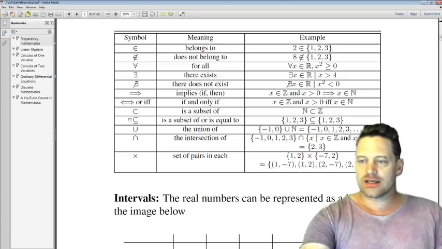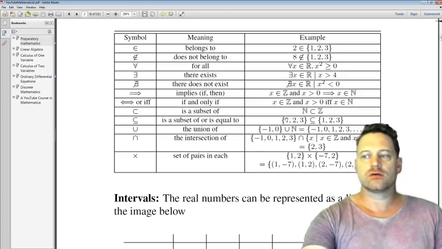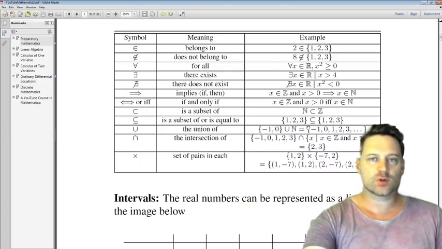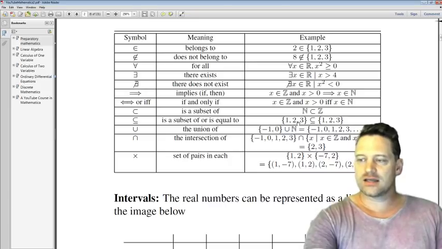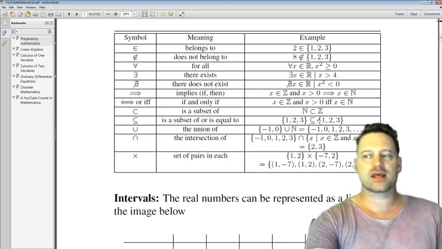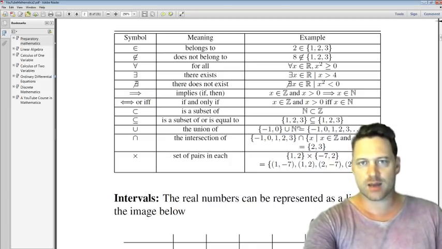Okay, next one is a subset or is equal to. So the set 1, 2, 3 is a subset or equal to the set 1, 2, 3. In fact, they're equal. Okay, two sets are equal if and only if they contain precisely the same elements.